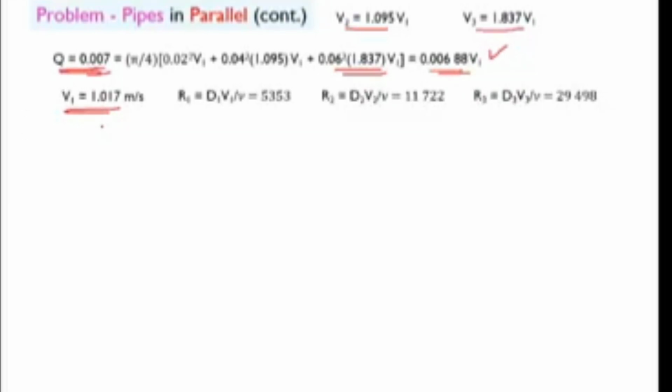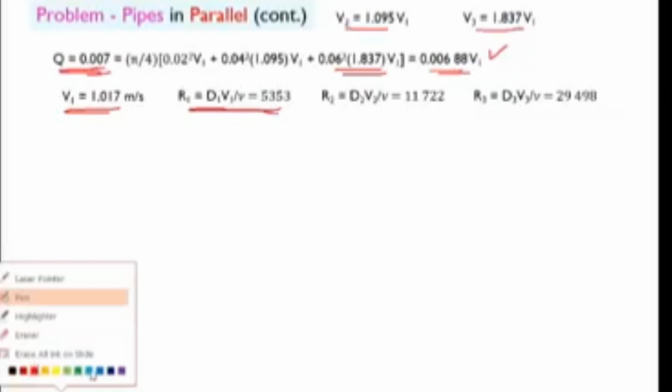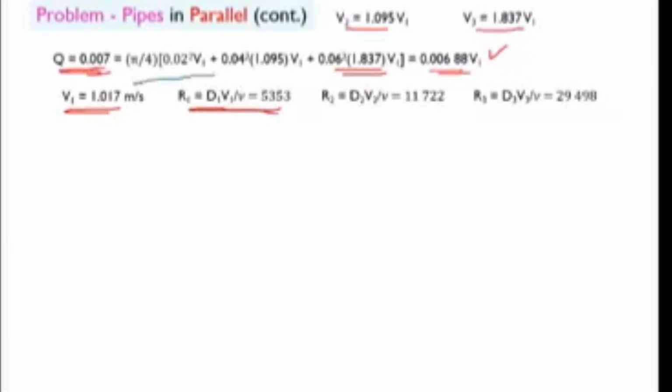Now from this, we can calculate the Reynolds number, which will be D1 V1 over the kinematic viscosity. So this V1 value, you can put here to calculate V2, and similarly, you can put this V1 here to calculate V3. We can now calculate V2 and V3.